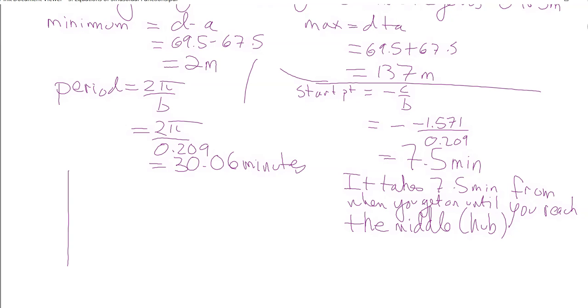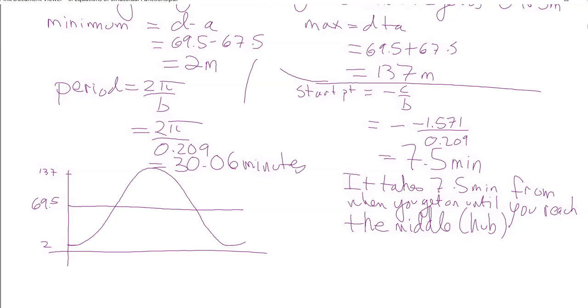So, okay, let's see if we can draw a little graph here. So we know we go from 2 to 137. We know that the middle is sitting here at 69.5. We know that we start at the bottom, we go to the middle, we go back to the top, come back down to the bottom. That's 30, that's 15, that's 7.5, that's 22.5. So we want to graph this. Let's graph this.